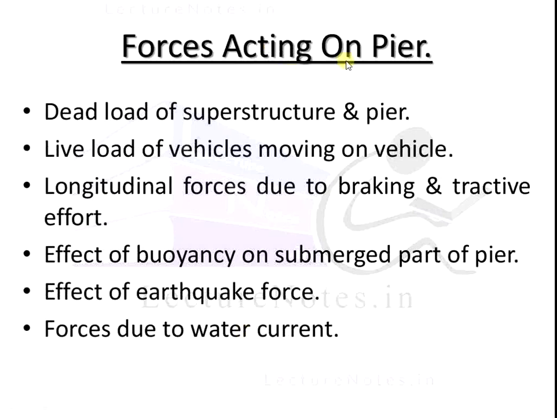Next, forces acting on the pier. The same as the abutment, there are various forces acting on the pier or column. The first force is the dead load of the superstructure and pier, live load of vehicles moving on the bridge, longitudinal forces due to braking and tractive effort, effect of buoyancy on the submerged part of the pier, effect of earthquake force, and forces due to water current. These are the various forces acting on the pier or column.